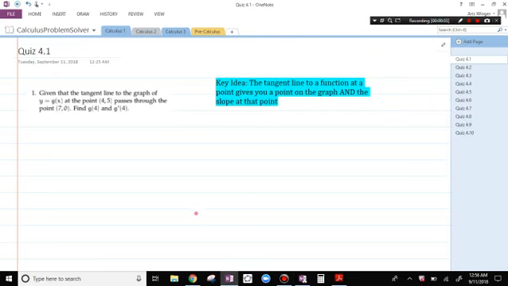Okay, so the first question is, given that the tangent line to the graph of y equals g of x at the point (4, 5) passes through the point (7, 0), find g of 4 and g prime of 4. So the key idea here is that when you have the tangent line to a function at a point, it gives you a point on the graph and the slope at the point.